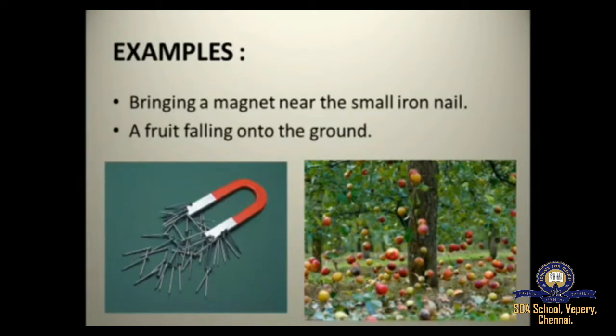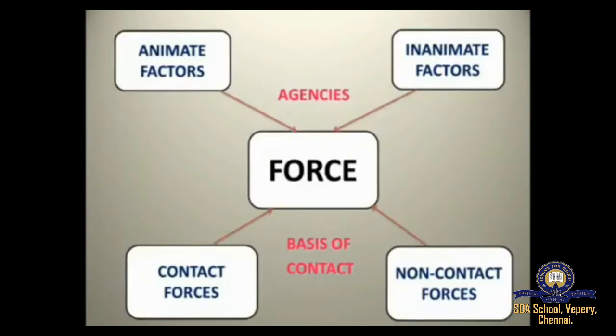Students, can you get it? What is a contact force? It is executed when two objects physically interact or touch each other. And what are non-contact forces? The force applied without touching the body of the objects is known as non-contact forces. So these are the types of forces. Force is classified on the basis of two things: the agencies and the basis of contact. Based on agencies, it is classified into animate factors or inanimate factors, and on the basis of contact, it is classified into contact forces and non-contact forces.